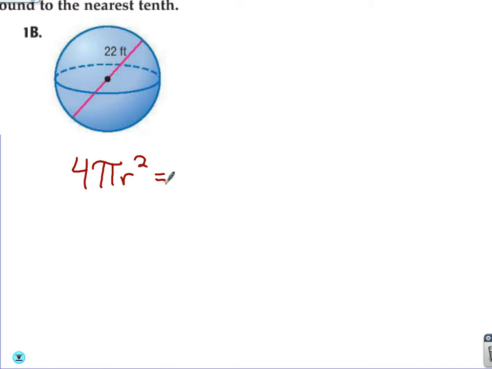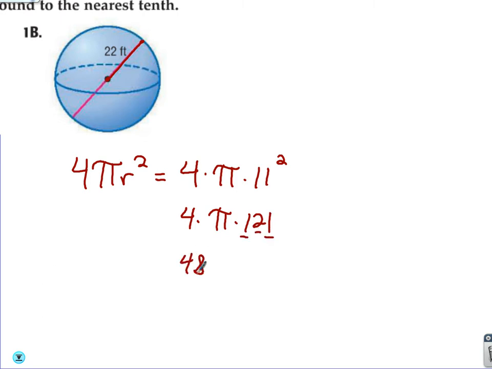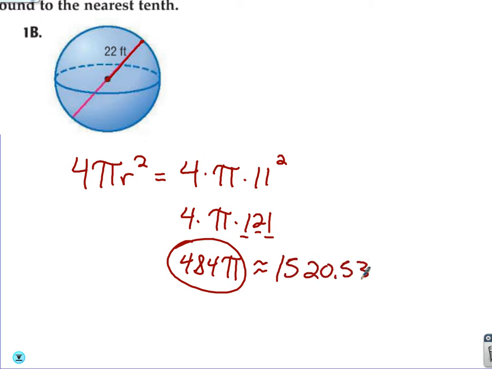4 pi r squared. The radius, in this case, Colton, is what? Yep. Good. So 4 times pi times 11 squared. Diameter is 22, so 11 would be the radius. So you've got 4 times pi times 121. We can multiply that by 4. That's 484 pi. That's your exact answer, which is approximately, somebody got it? 1,500. You're right. And that's in feet squared. Any questions?